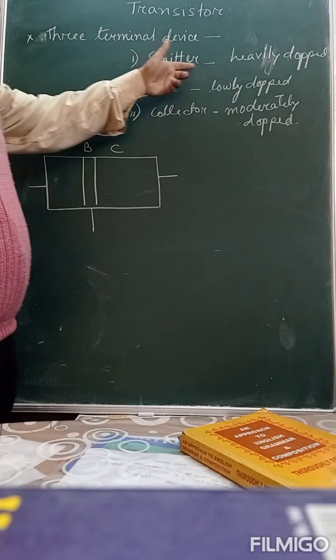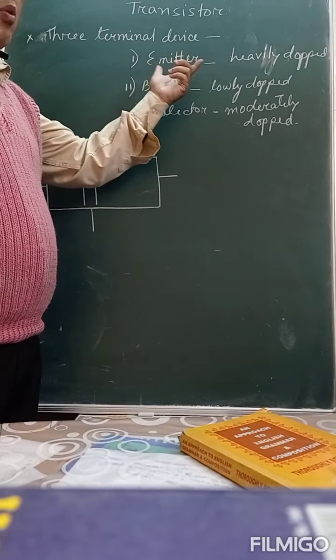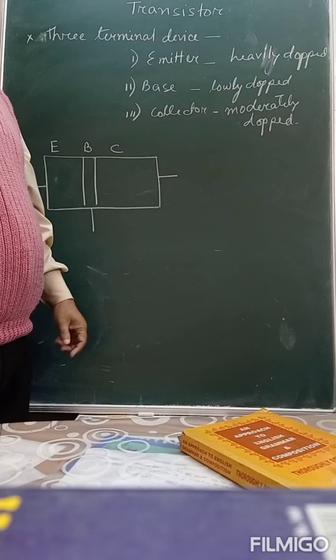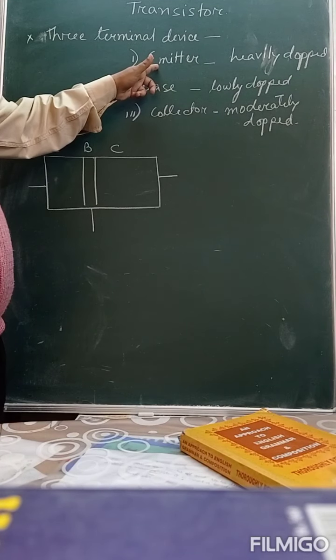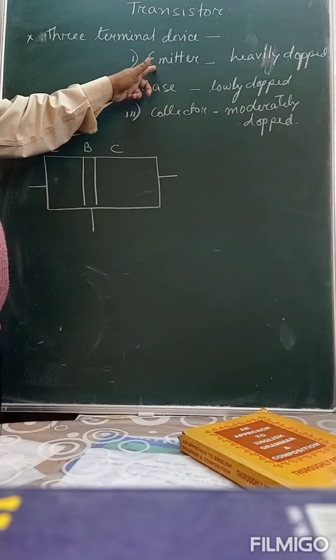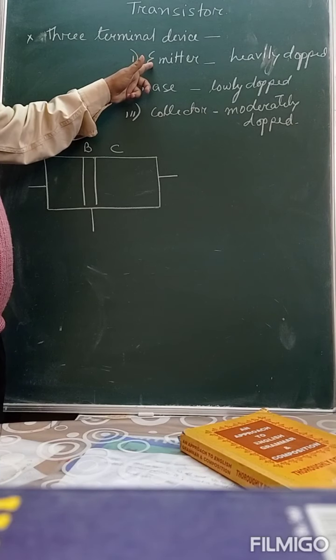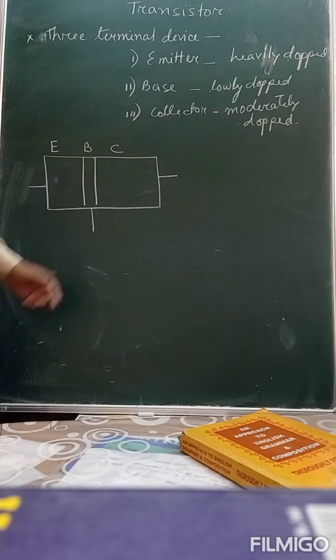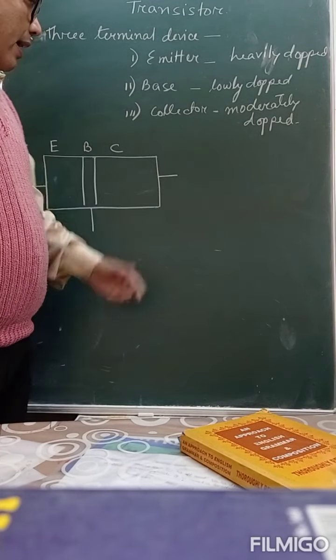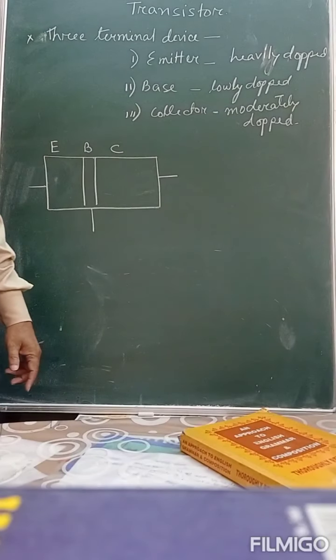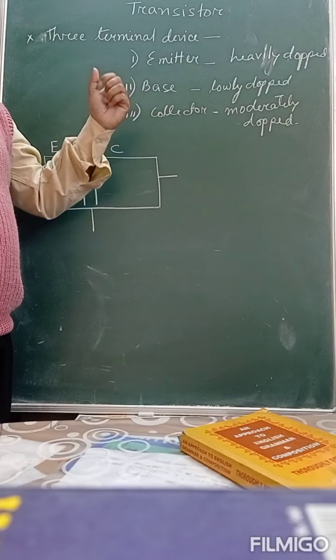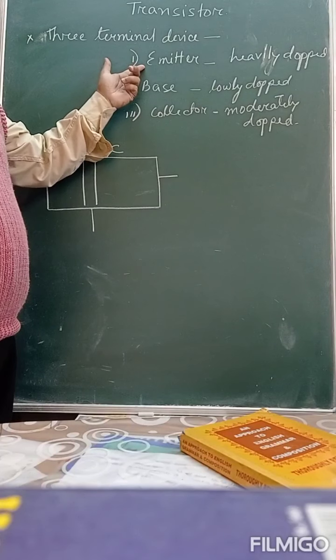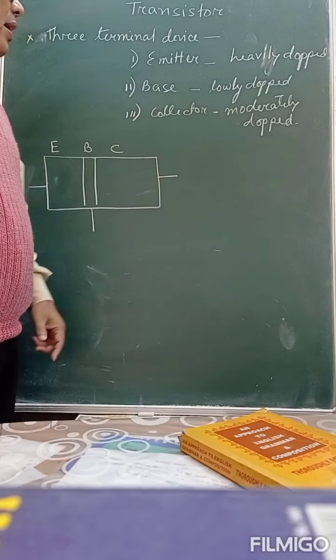The emitter is heavily doped. That means a high amount of impurity atoms are added in the emitter, because the basic aim of the emitter is to emit the majority charge carrier so that current flows through the device. Therefore it is heavily doped. Base is lowly doped and collector is moderately doped. The basic aim of the collector is to collect the majority charge carrier that is coming from the emitter. Therefore it is moderately doped.